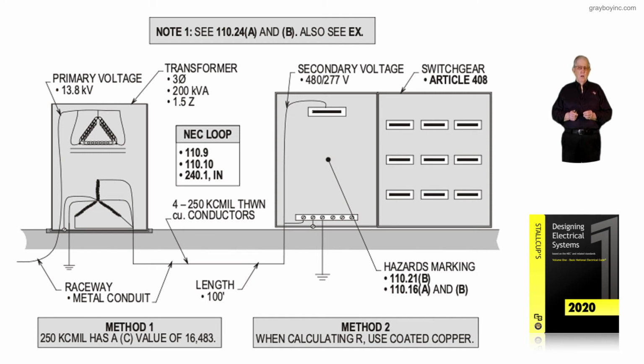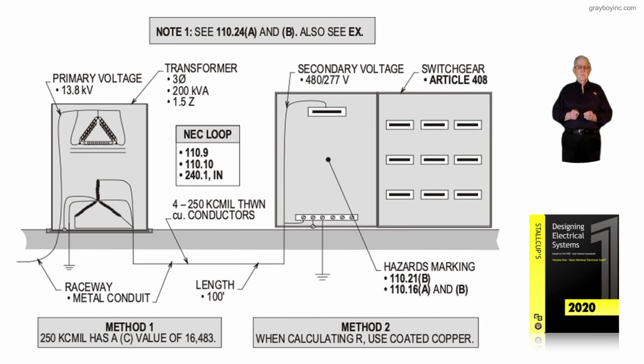Now, method 1, to the left-hand side below, notice is 250 kcmil, and if we were using a C factor that was present in the old Bussmann handbook, it was a value of 16,487. If we were calculating the resistance of the wire using coated copper, then naturally we would go to Table 9, Chapter 9 in the NEC.